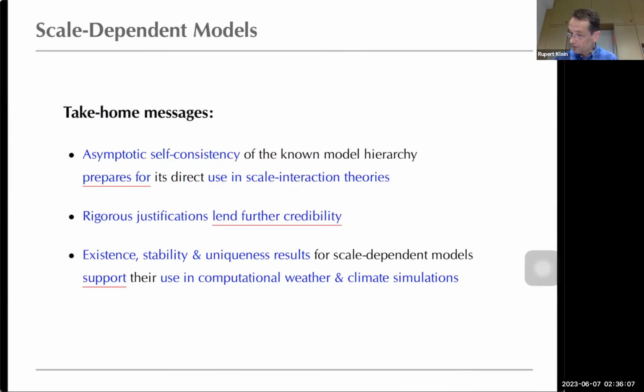Take-home message from this part of the talk. There's an asymptotic self-consistency in all these models in the model hierarchy, and it prepares us for scale interaction theories, as I explained. There are rigorous justifications of these model reductions that lend further credibility, and these existence, stability, and uniqueness results support what is actually being done in weather and climate research with rigorous underpinnings. That now finally was part one of the talk.